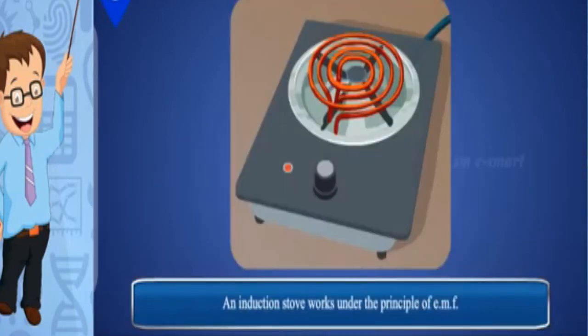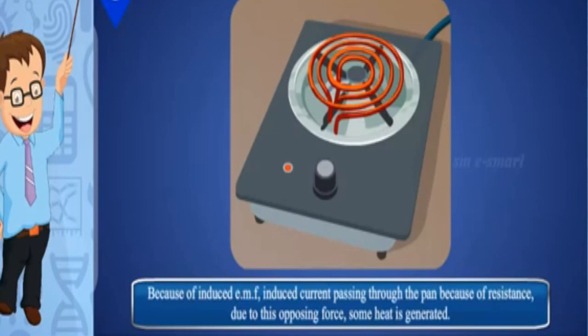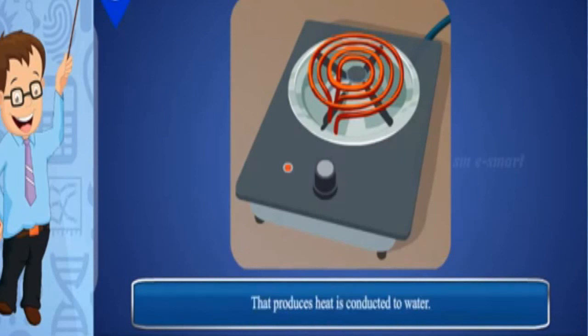An induction stove works on the principle of EMF. A metal coil is kept below the cooking surface, and it carries AC current. So, a magnetic field is produced. When we place a metal pan on the stove, the magnetic field enters the bottom surface of the pan, and EMF is induced in it. Because of the induced EMF, induced current passes through the pan, and because of resistance, heat is generated. That heat is transferred to the water. That is why we call this stove an induction stove.